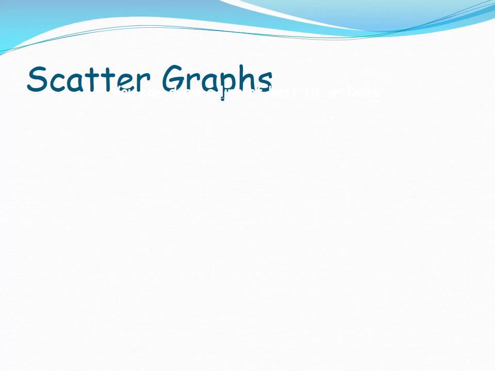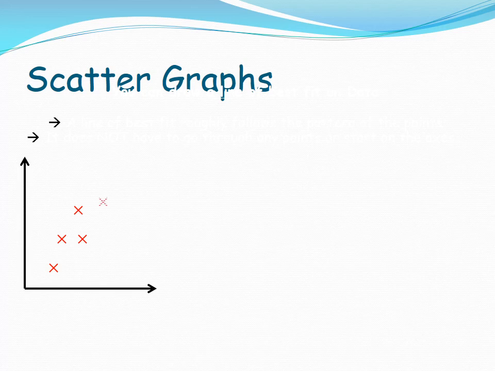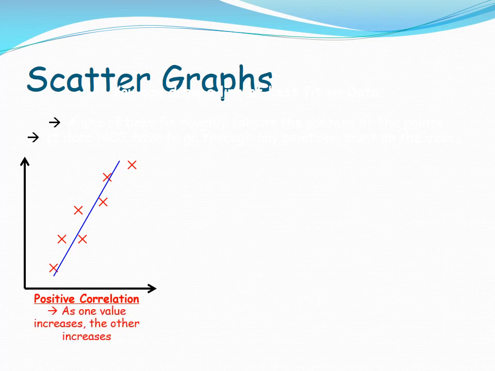What are different kinds of correlations? Plot these points. They are not exactly in a straight line, so it's a scatter graph. I can draw the line of best fit. Since the line of best fit is going from left to right up, this means it's a positive correlation. What does it mean, positive correlation? It means when one data increases, the other one increases. So as one value increases, the other increases. For example, it's a relation between the hot weather. As the temperature increases, you need to eat more ice cream.